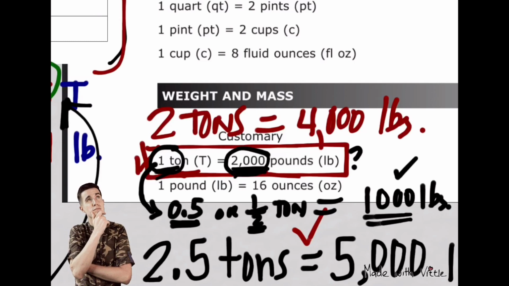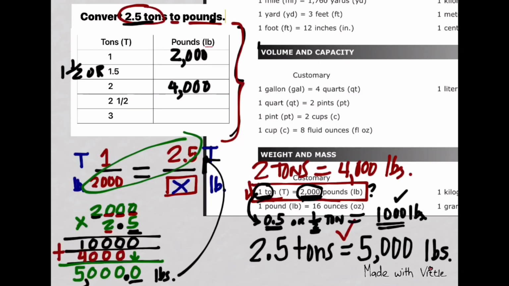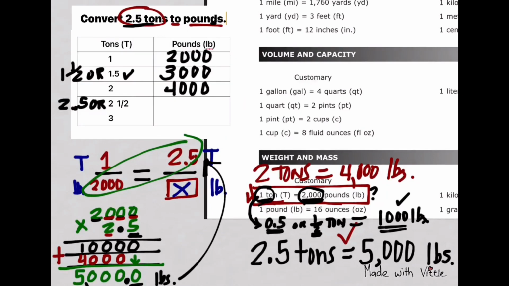Does that make sense? Thus, if I have 1.5 tons, I will have that 2,000 and the half, which is 1,000. Therefore, 1.5 tons is 3,000 pounds. Now, we already know that 2 tons will equal 4,000 pounds. Okay? Because 1 ton is 2,000, therefore double that. You're going to have double of 2,000, which is 4,000.